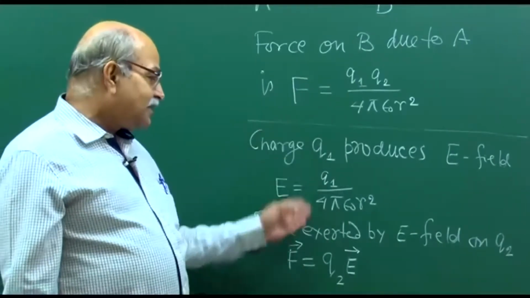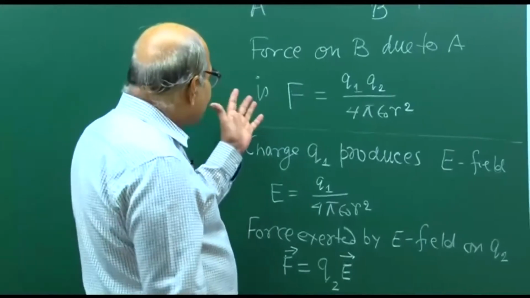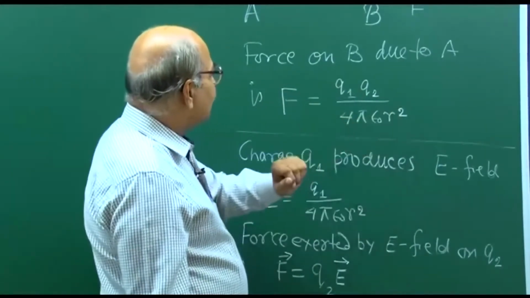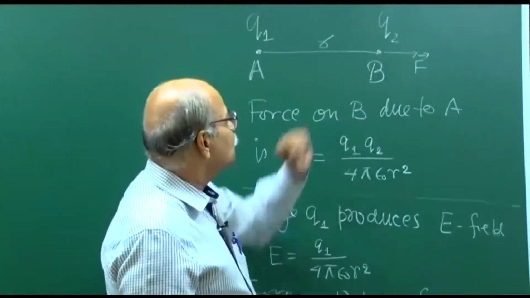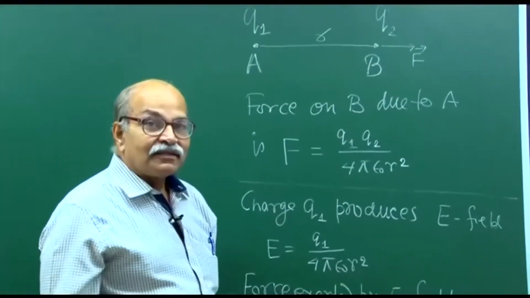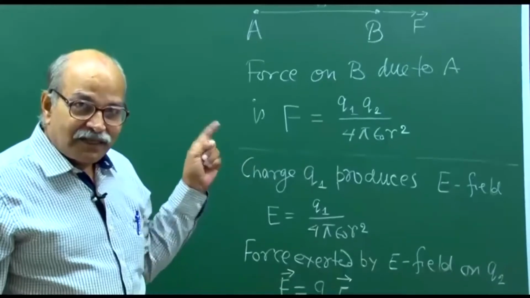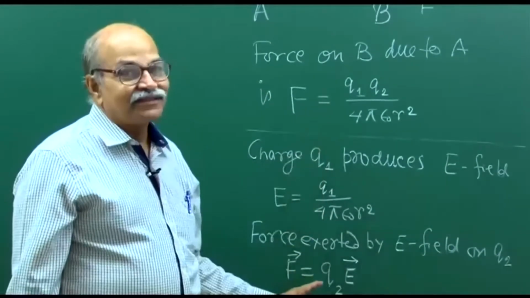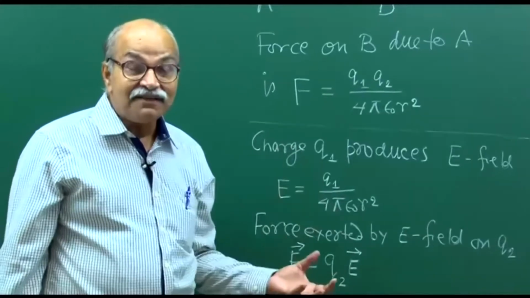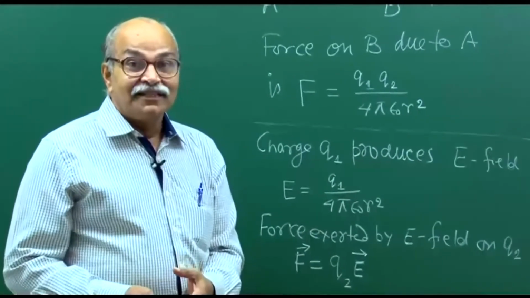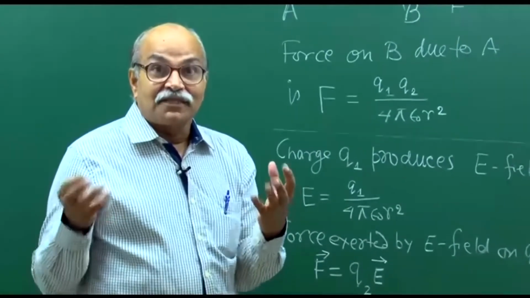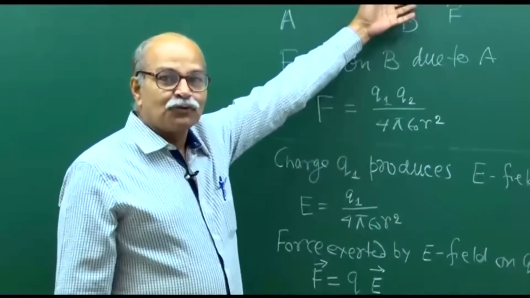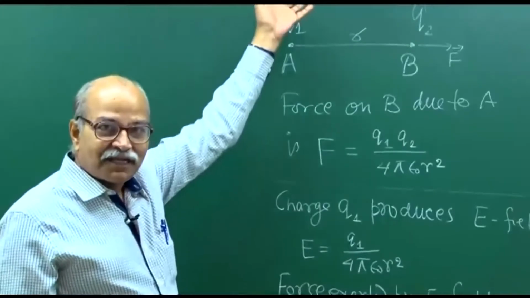So, why go through this tedious process when I could have said that the force is given by Q1 Q2 by 4 pi epsilon naught r square, and Q1 is exerting force on Q2? I still emphasize that it is a two-step process and one must understand this, because electric field is a real entity. Electric field is just like you have matter, you have field. The field is very much there, whether this Q2 is there or not.